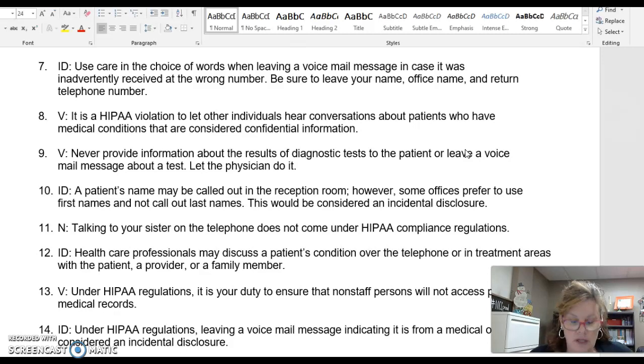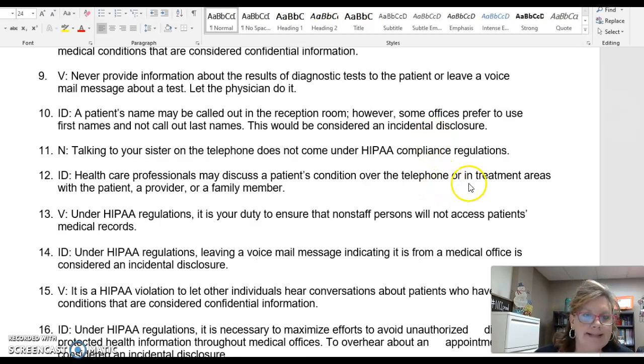Number 9, once again, you telephone a patient, Janet Hudson. She is not at home, so you leave a message on her answering machine that her breast cancer biopsy results came back negative. Again, this is a HIPAA violation. Never provide information about the results of a test to the patient or leave a voicemail message about a test. The physician has to do this.